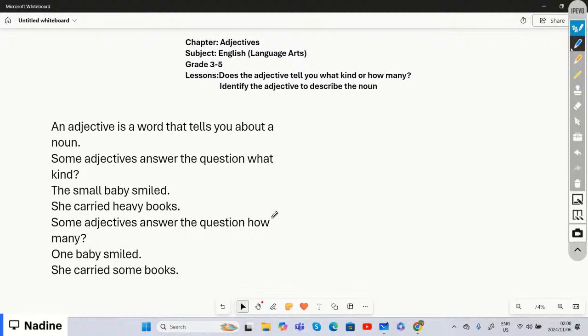And now, when it comes to adjectives, we said once again, an adjective is a word that tells you about a noun. And we said a noun names people, places, animals, or things. And an adjective answers questions like what kind? It's like saying, what kind of thing is this? And how many? Those are the questions that they answer. What kind of dress?